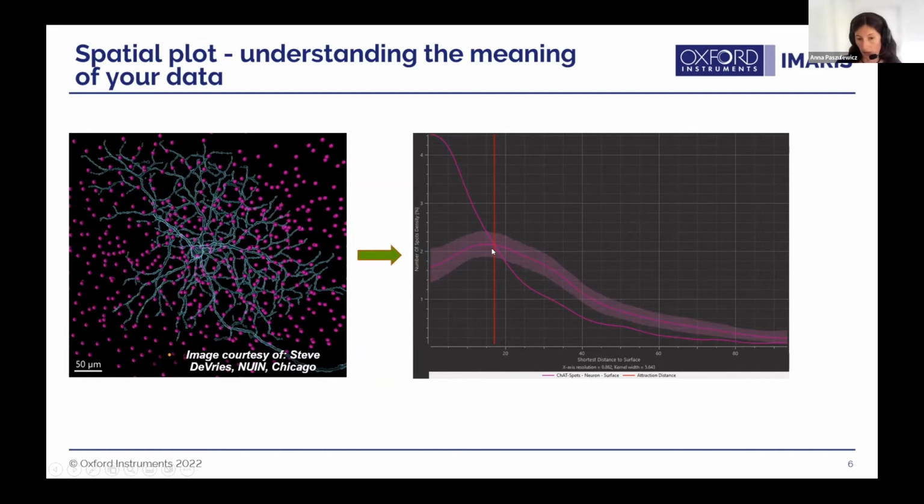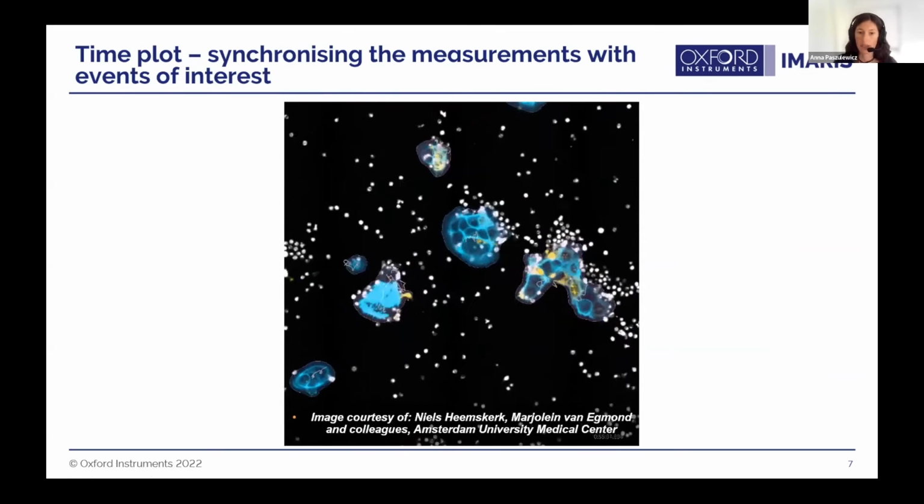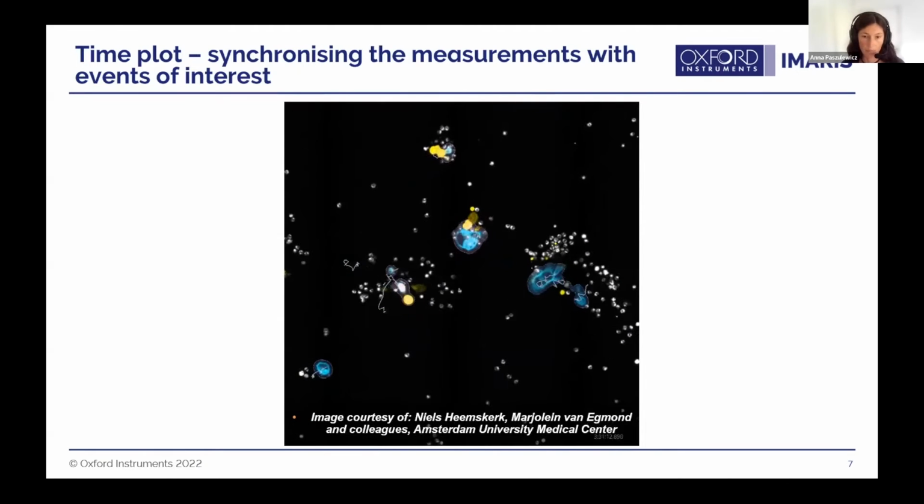So based on this plot, researchers can already conclude that amacrine cells, the magenta spots, accumulate preferentially around the retinal ganglion cell within a band of around 17 micrometer thickness. So this is the distance marked with 17 micrometers. This is the spatial plot example, but now I would like to move towards the time-lapse data example.